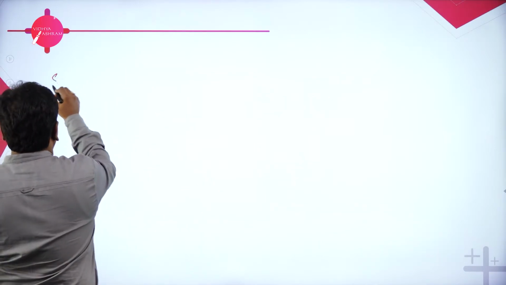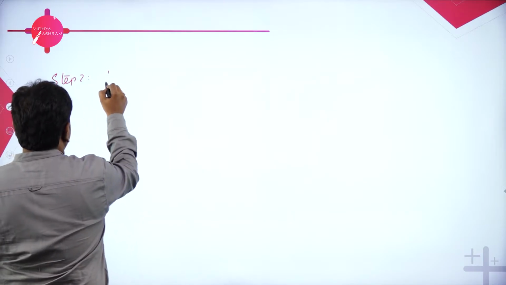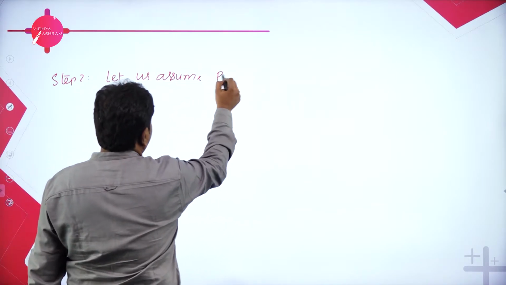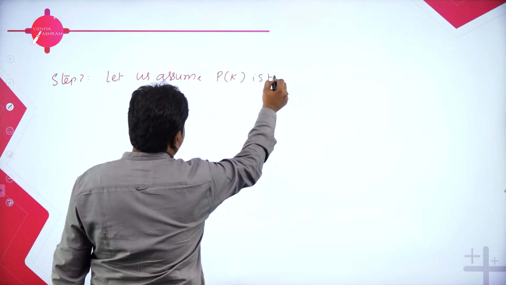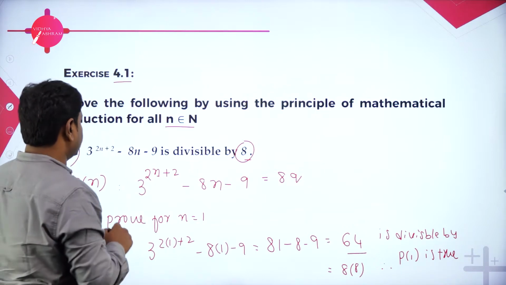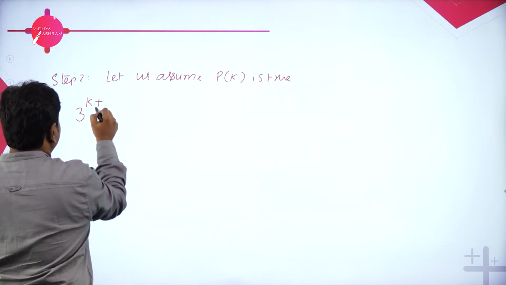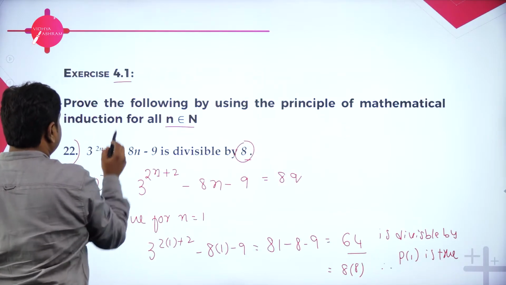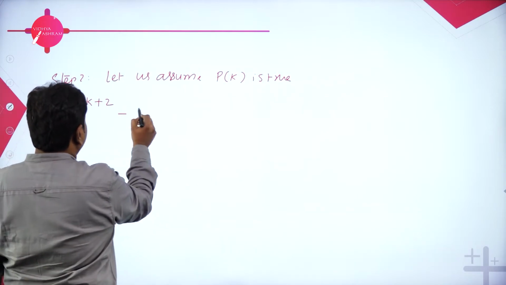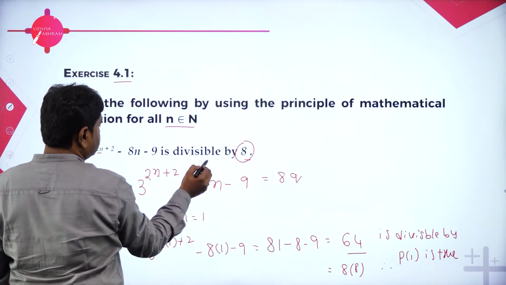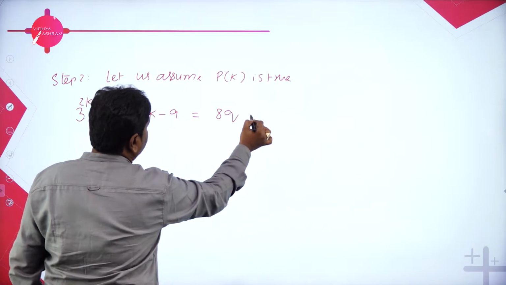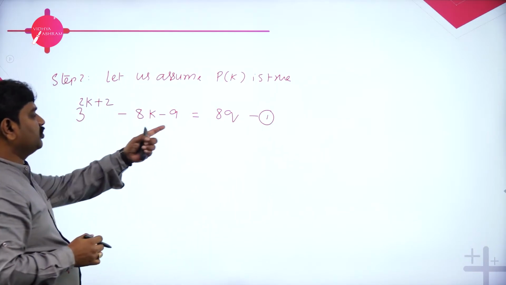Now step 2. What is the second step? Let us assume P of k is true. Now, P of k is true means what? In the place of n, put k. So it will become 3 power 2k plus 2 minus 8k minus 9 is divisible by 8. Means it is divisible by 8, so I will write 8q, 8 times a multiple of something.